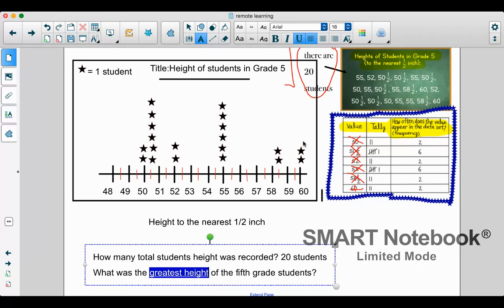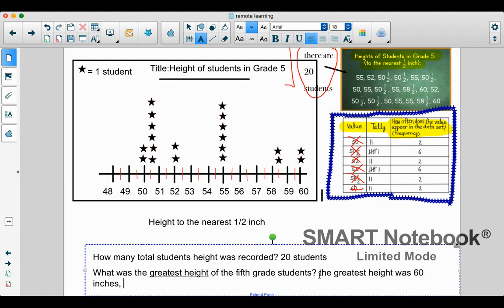That is the largest height. Again, height is what's being measured. So 2 students measured that height. The greatest height was 60 inches. 2 students were 60 inches tall.